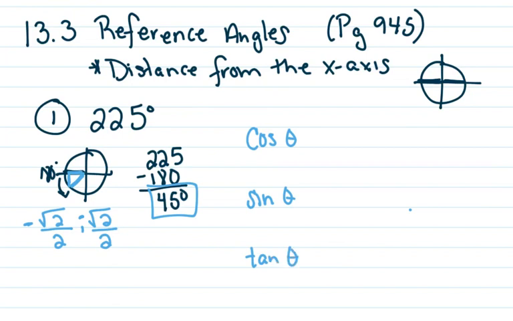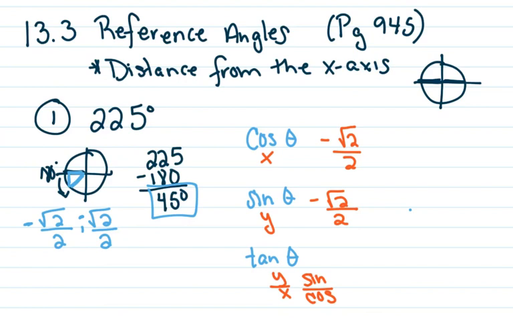All right, just as a quick reminder, cosine is x, sine is y, and tangent is y over x, or sine over cosine. So let's go ahead and find these. We know that cosine is our x value, so we'd have negative square root of 2 over 2. Our sine would also be negative square root of 2 over 2. And tangent, well, we would have negative square root of 2 over 2 divided by negative square root of 2 over 2. Negative divided by negative is positive, and those are exactly the same fractions, so 1. All right, so there's our first one. Let's try a second one.